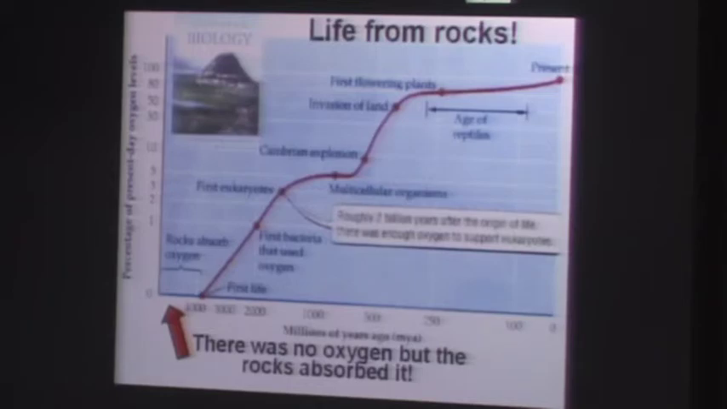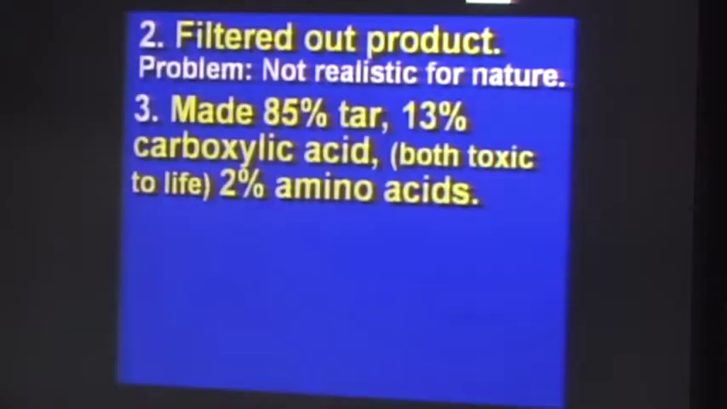Hello? How can they absorb it if it wasn't there? Well, think about it. Second problem they had with the Miller experiment, they filtered out the product. That is not realistic for nature, okay? They saved the goo from getting sparked the second time because it would have destroyed it. What he actually made in this experiment was 85% tar, 13% carboxylic acid.